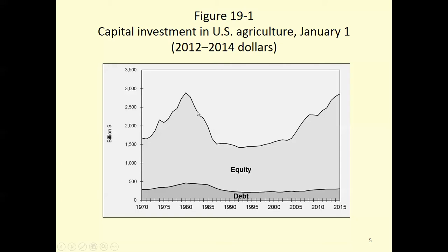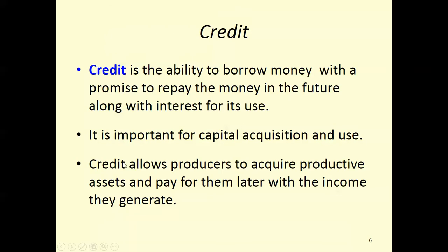You've probably heard of the 1980s farm crisis. There you see the decrease in equity. What's really interesting though is if you look at the debt over this same time period, the debt actually went down in the 90s and has stayed fairly steady through today. So even though assets have gone up, total debt has actually gone down.